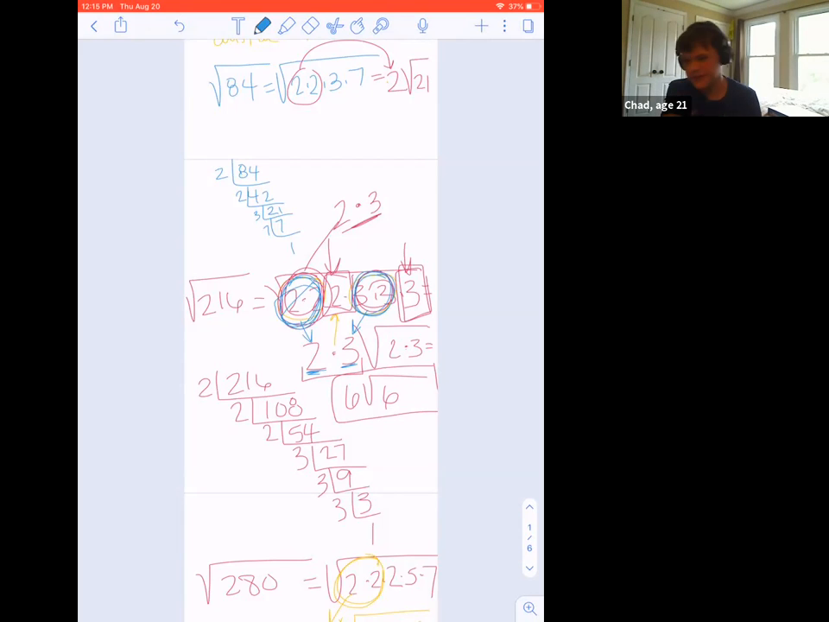But I still don't understand the multiplying and the stuff with the square roots.